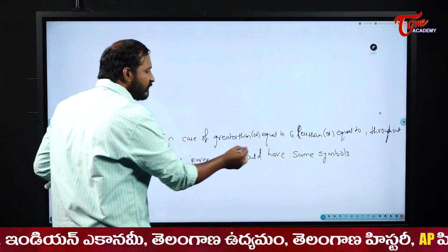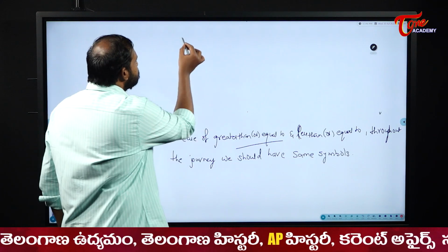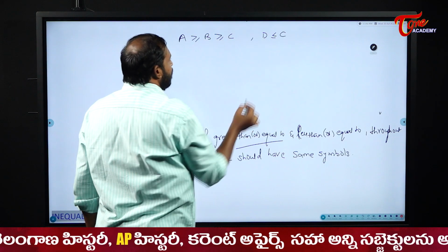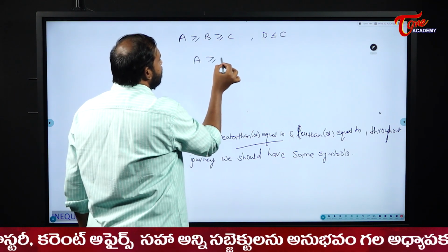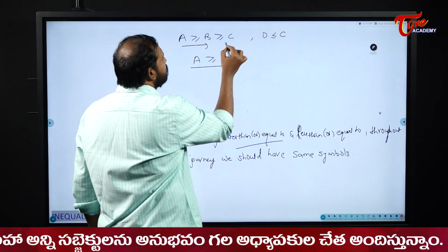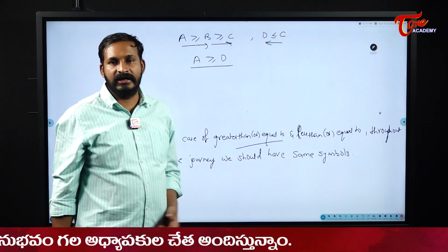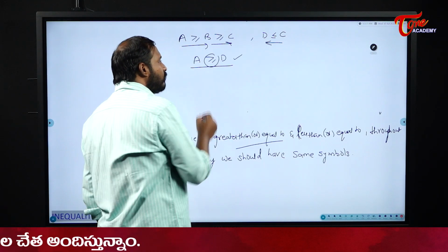Now see here, in case of greater than or equal to, or less than or equal to, throughout the journey I should have the same symbol. Now see here, A and D, A is greater than or equal to D. Why? Because here A to B I can travel, B to C I can travel, C to D also I can travel. And all the symbols are what? Greater than or equal to. So throughout the journey I should have only these symbols.